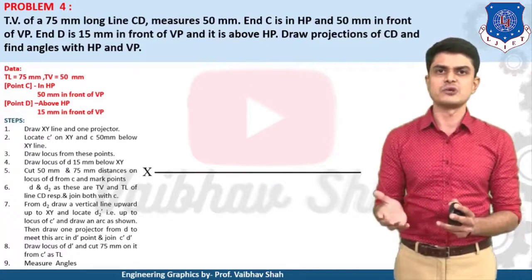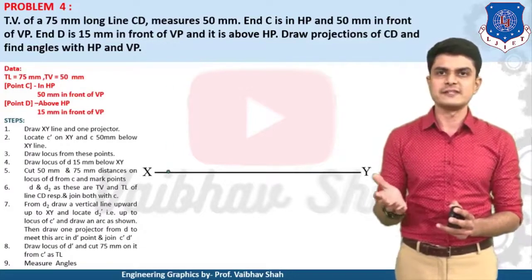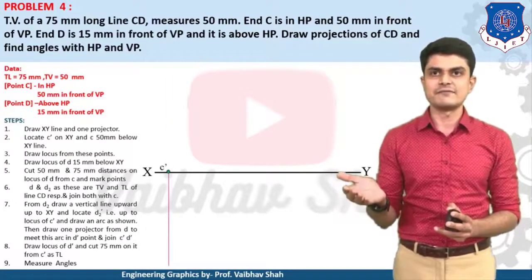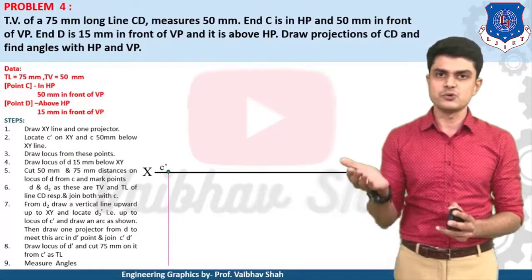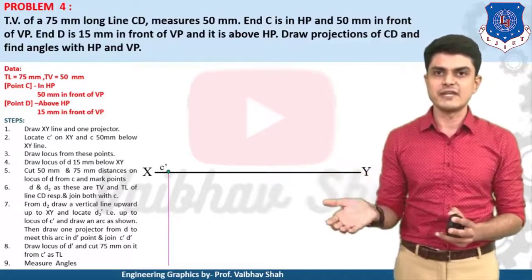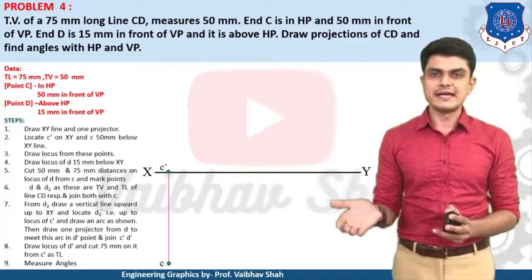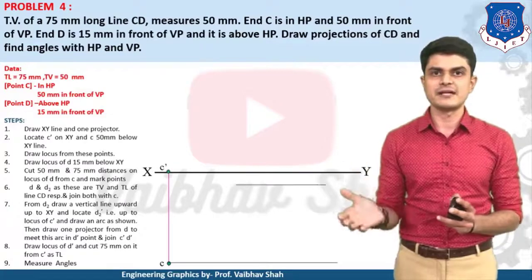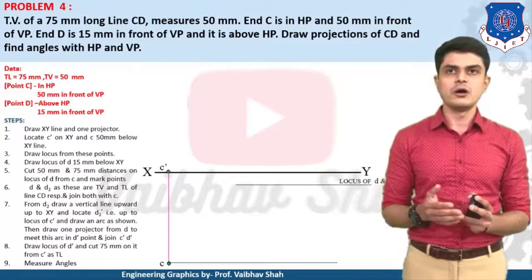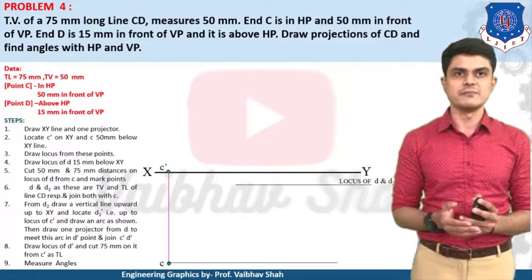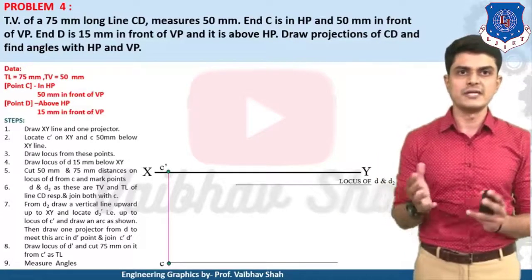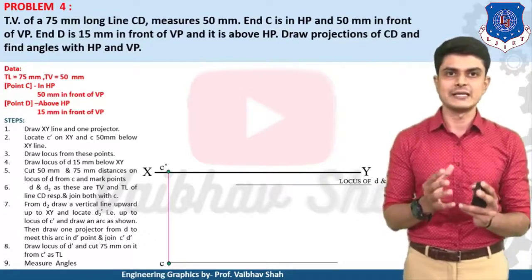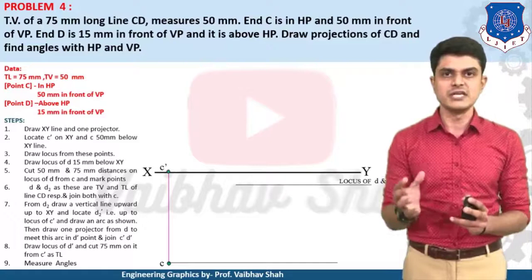First, as usual, let us draw our XY line. Then let us plot the point C. In HP means on the XY line, so point C dash would be on the XY line like this. Then it is 50 mm in front of VP, that means you need to draw point C 50 mm below your XY line like this. Then let us draw the locus of point D, which is 15 mm in front of VP. So this will be the locus of what? Locus of D or D2. Because with respect to VP, we are getting the point without dash. This is the locus of D or D2.